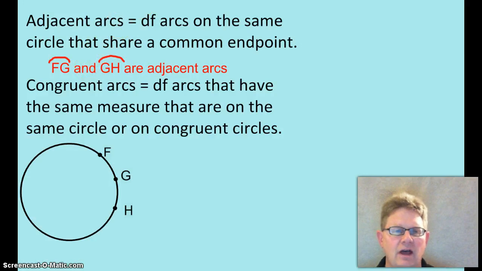Moving right along. Adjacent arcs are defined as arcs on the same circle that share a common endpoint. Arc FG and arc GH are adjacent arcs. They're right next to each other. We're not sure if they're congruent the way they're drawn; they may be congruent. Congruent arcs are defined as arcs that have the same measure and are on the same circle or on congruent circles. So in order for arcs to be congruent, they have to have the same measure, but they also have to be on the same circle or on congruent circles.